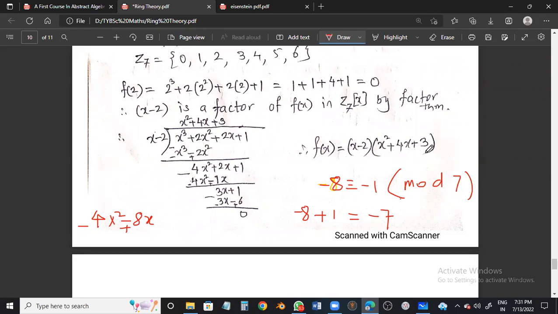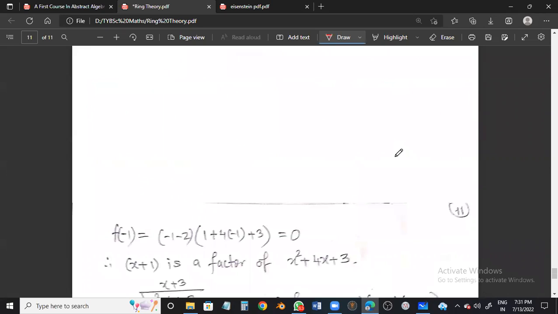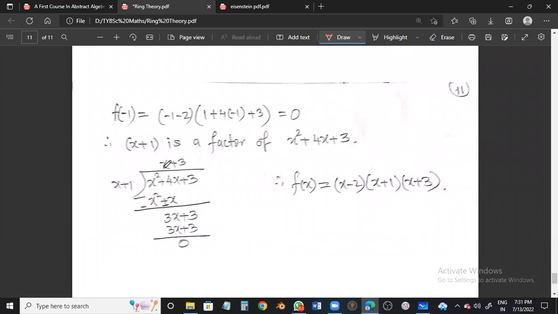So it's a factor. And here directly you can see it is x plus 3 into x plus 1 as usual. So you can continue. x plus 1 is a factor and you got the factorization as this one. Followed?